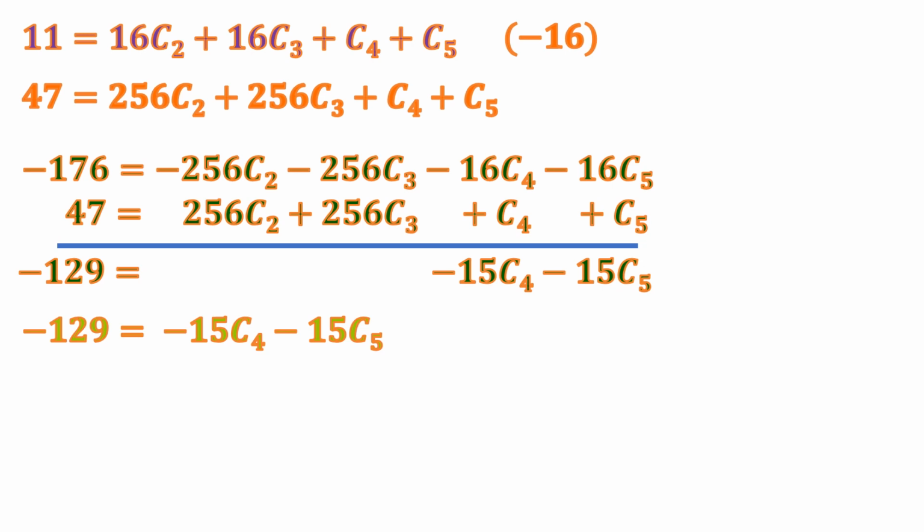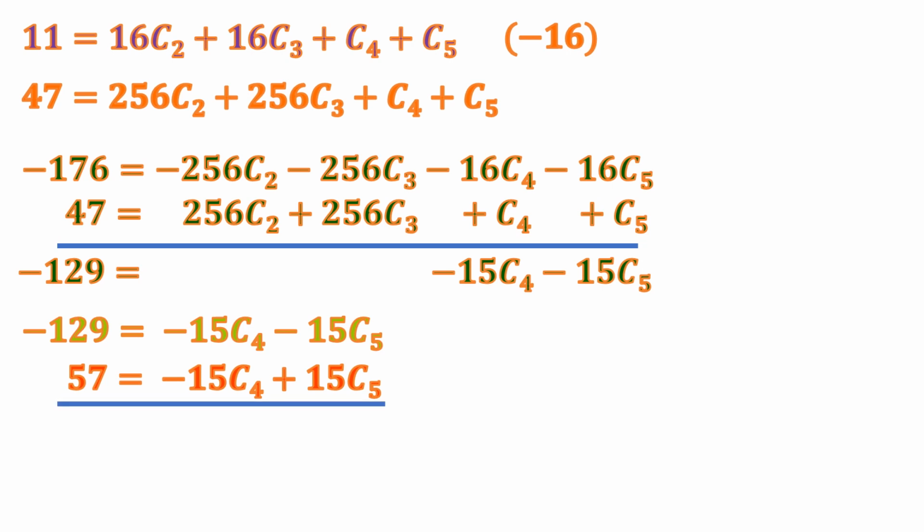And then I'm gonna pair this with the previous one that I have come up with: 57 equals negative 15C4 plus 15C5. So you can just combine this directly because C5 can be gone. So let's combine. Negative 72 equals negative 30C4. Divide both by negative 30. C4 is 12 fifths. Now we have one value of a constant. So the constant C4 is 12 fifths.